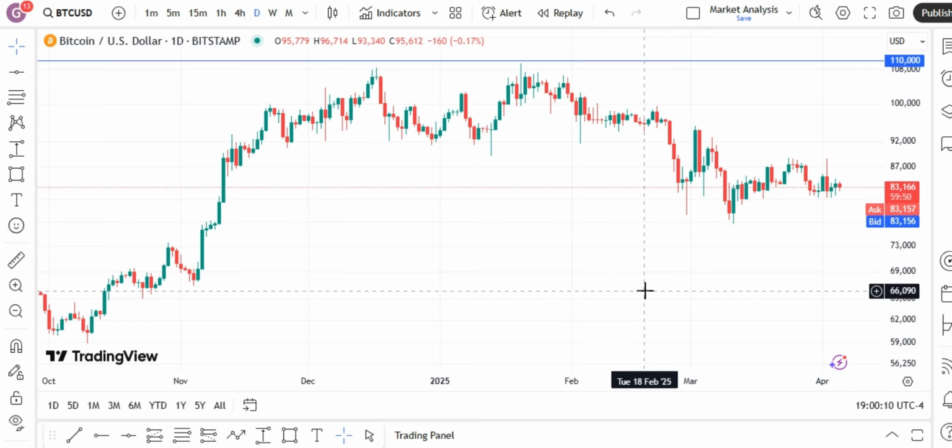Our indices should continuously go lower. Gold should sell as well. I want to see gold sell and BTC also sell.